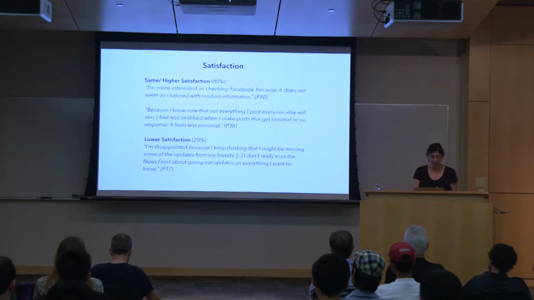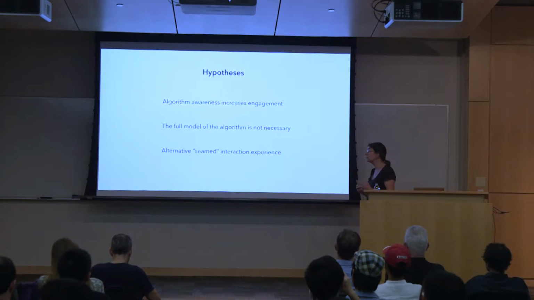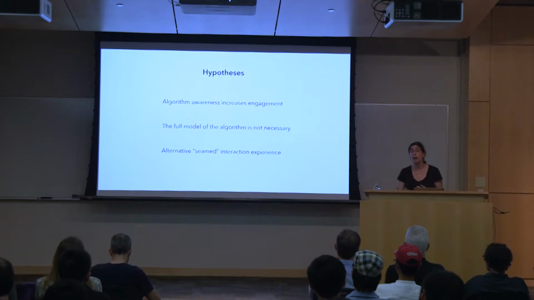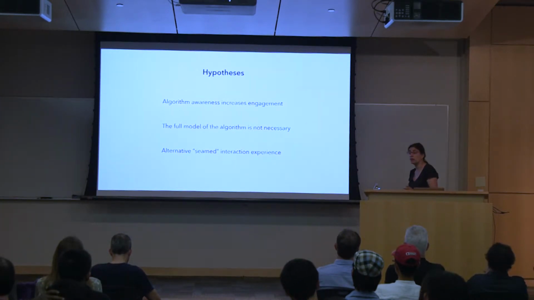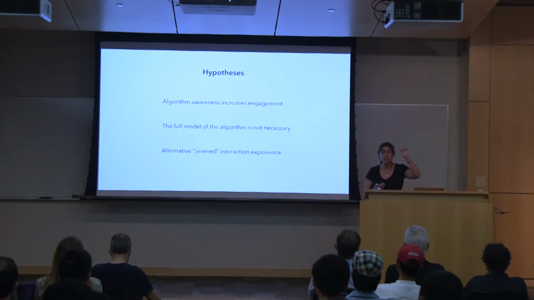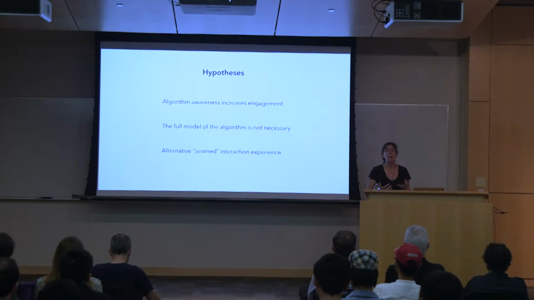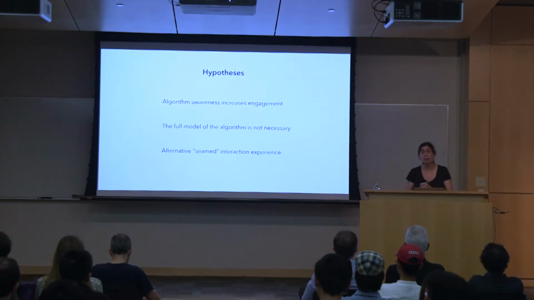And so, this led us to several hypotheses. In our case, it turned out that algorithm awareness increased engagement. People were going back to their feed more after being aware of the algorithm. People did not want to know the full model of the algorithm. They did not want to know 100+ features. They wanted to have some general sense of how it worked, how nudging one input might affect some output. And people really liked the alternative seamed interaction experience, and they asked us for more and more of it. It's not the sort of interface you'd look at every day when you go to Facebook. It turns out it became popular in many design schools. It became popular in CS departments.